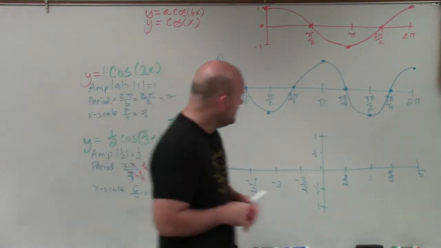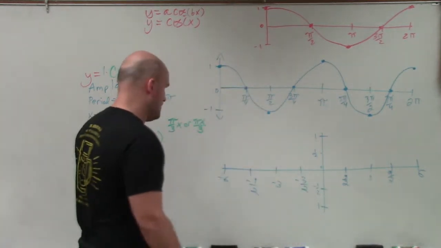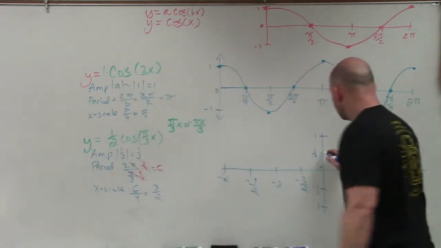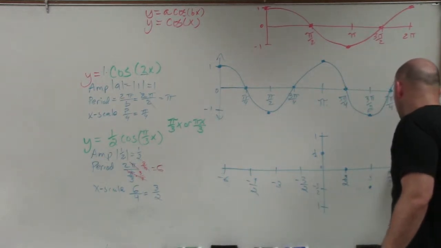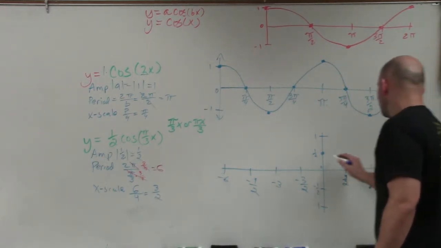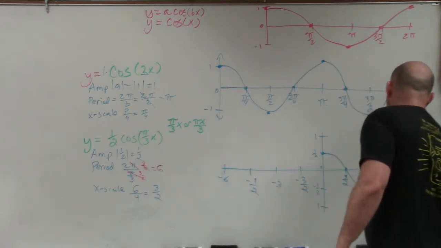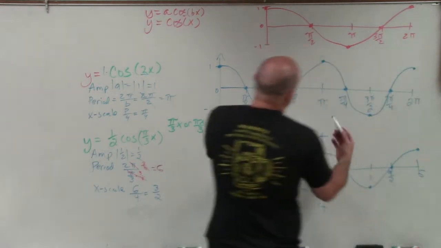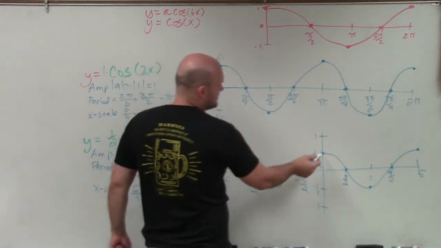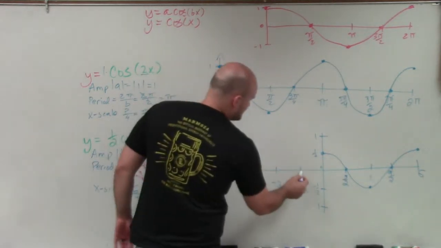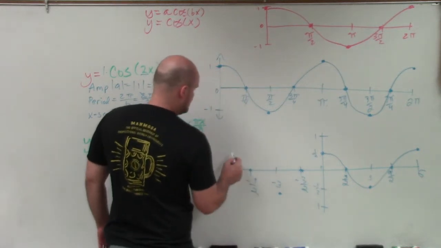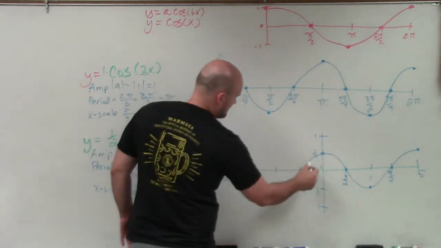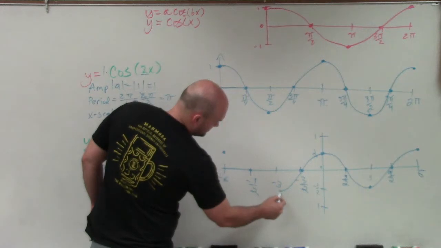OK, so very good. So now we just have our graph. So we're going to start up here. We go to our intercept, minimum, intercept, maximum. OK, then if you just follow the pattern, just kind of follow the pattern backwards. Well, if I start at my max, then I'm going to go to my intercept, minimum, intercept, back to max. I think that should be right there.